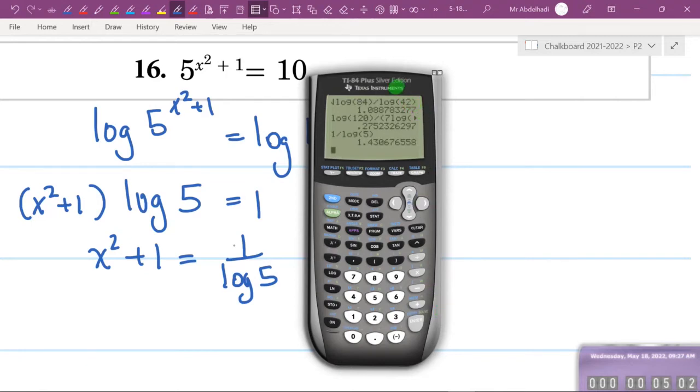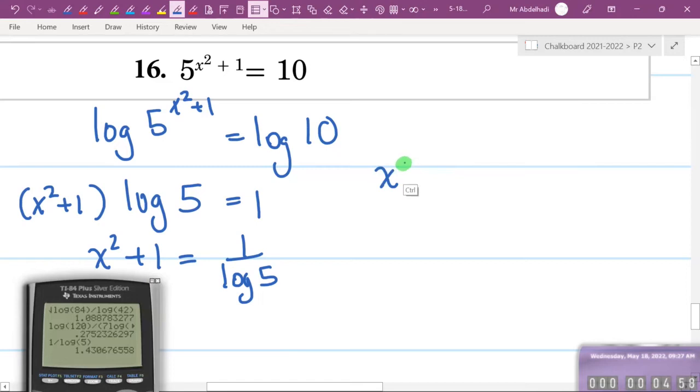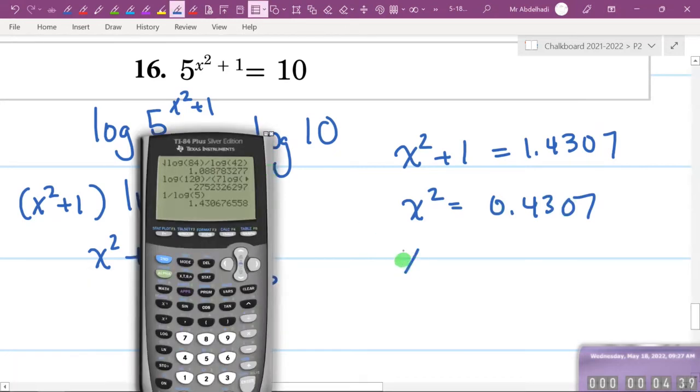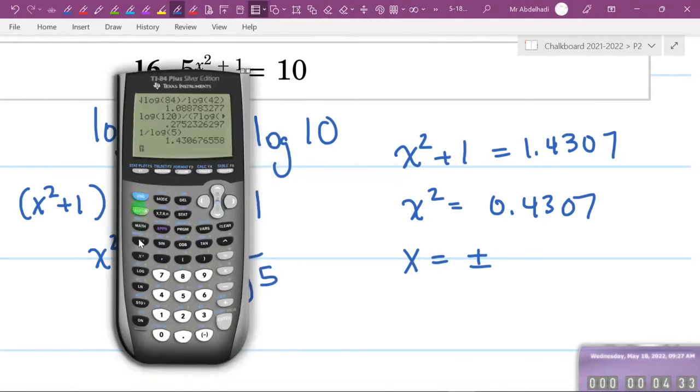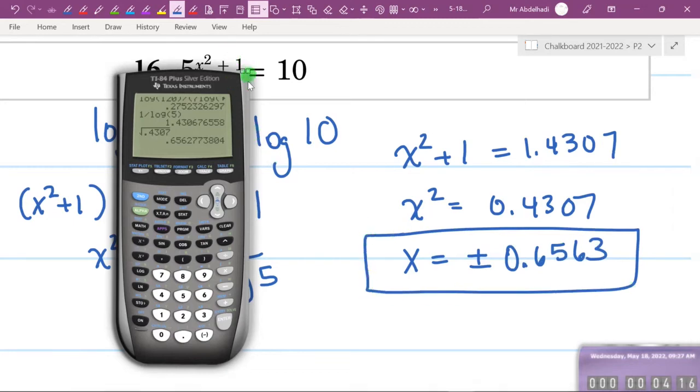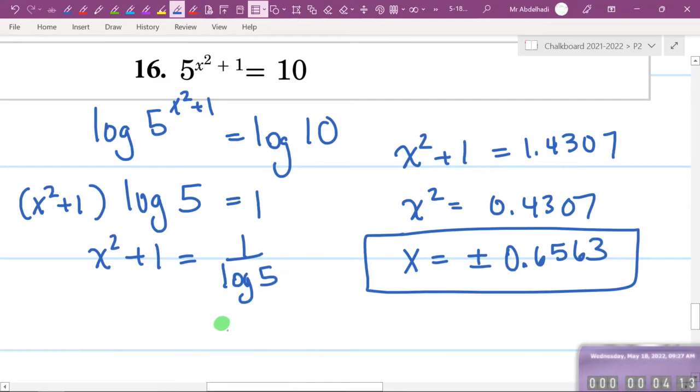1.4307. So what I have here is x squared plus 1 equals 1.4307. And now I'm going to subtract 1 from both sides. So I get x squared equals 0.4307. And now I need to square root both sides. And that's going to give me a plus or minus answer once I do the square root. So plus or minus whatever the square root of 0.4307 is. And what I should have here is 0.6563. Once again, I'm not going to hit you on the head for the plus or minus if you don't do that tomorrow.